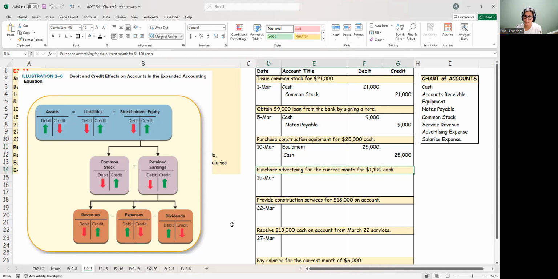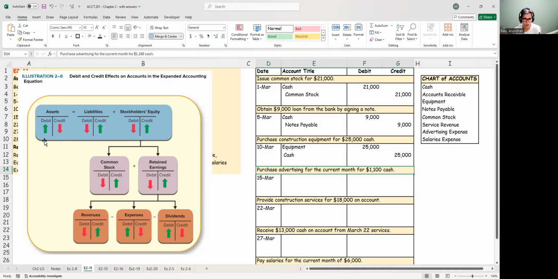Moving on to the next transaction, I purchased advertising for the current month for $1,100. I started my business. I got all this financing. I bought the construction equipment. I need to advertise my business. I need someone to let everyone know that I'm here for business. So I paid $1,100 to an advertising company. I'm the company. I paid cash.